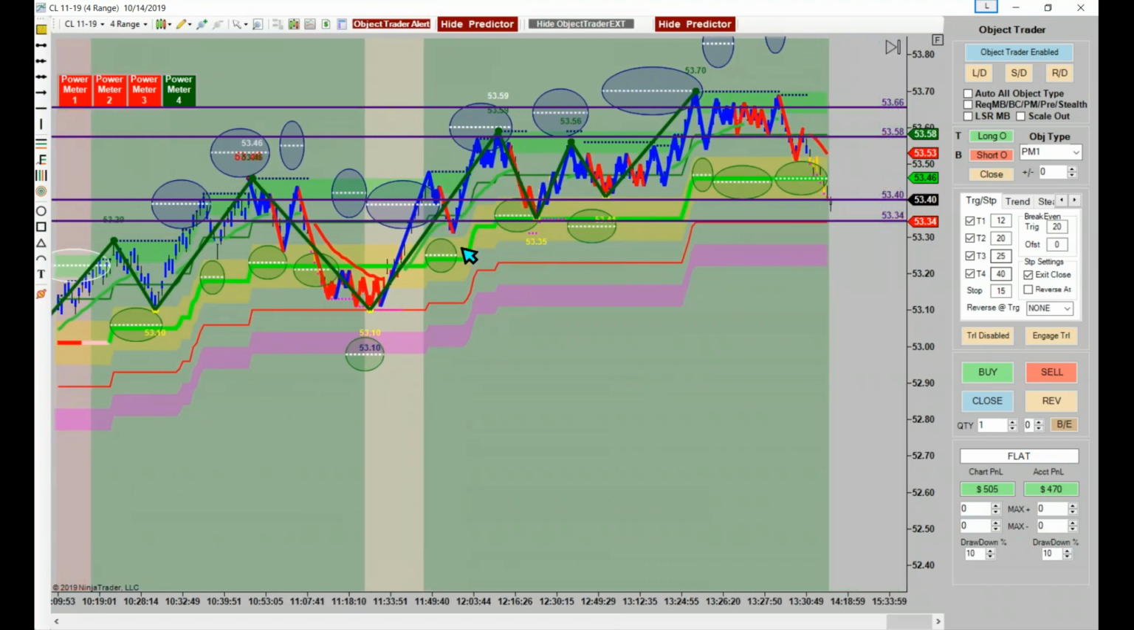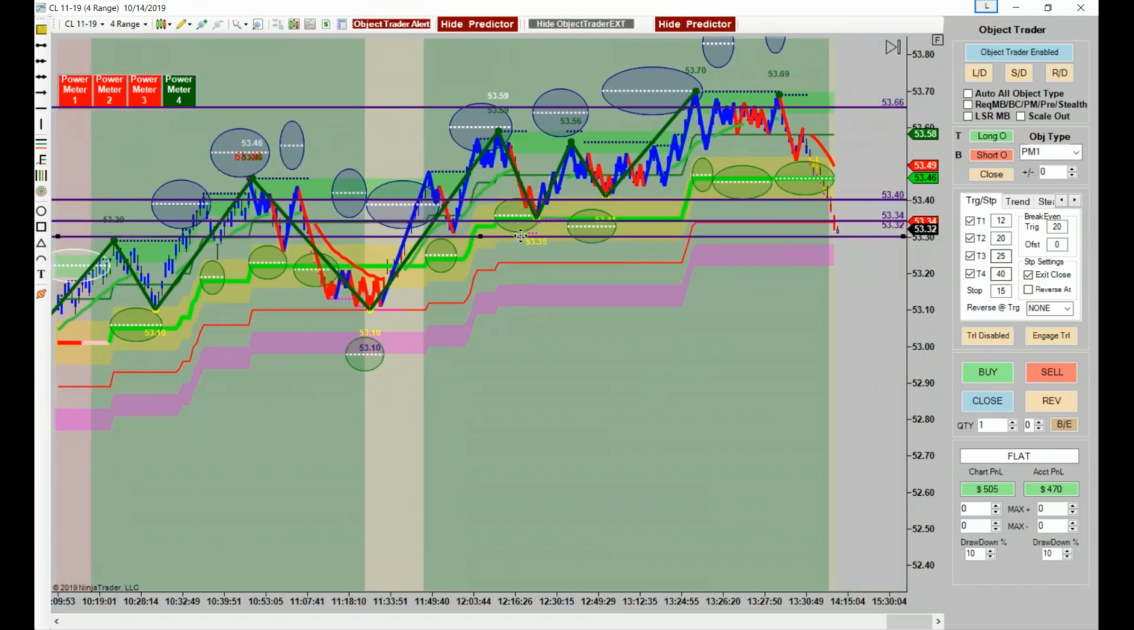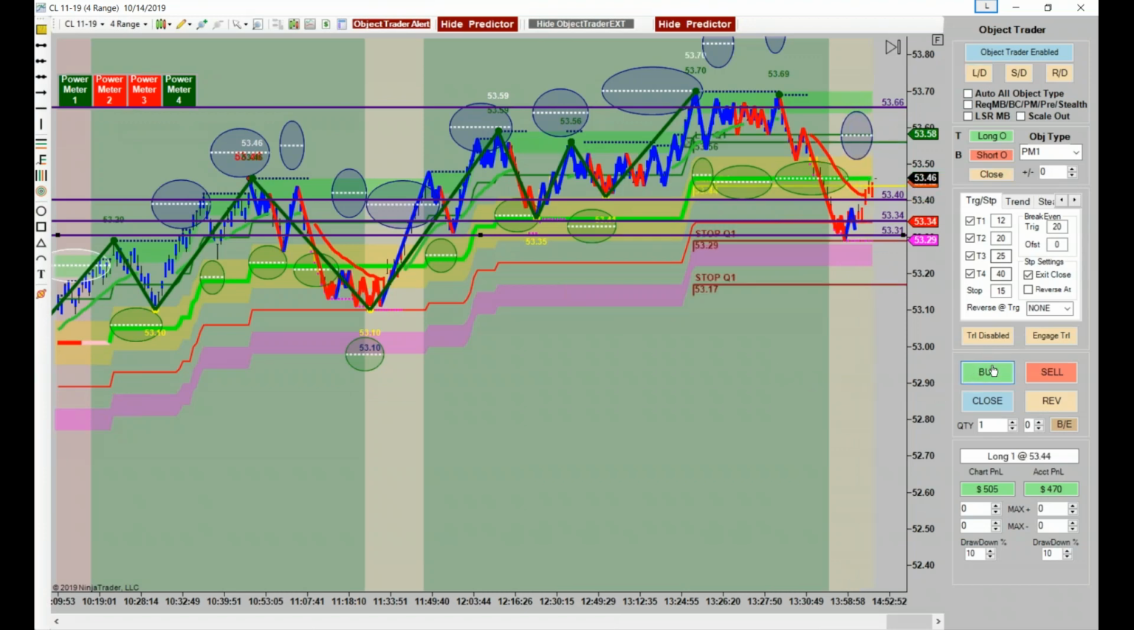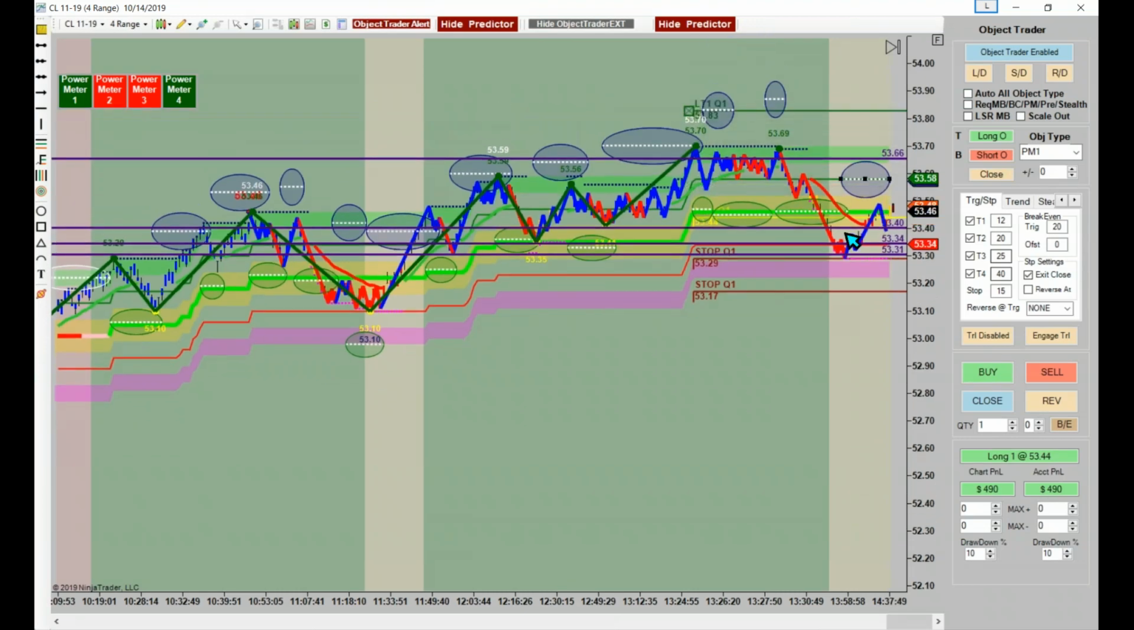Identified swings, 35 and 31. Well, that was late. Tried to get that with that meter, but I didn't get it turned on in time. Everybody see why I did that? That's a phantom trade.